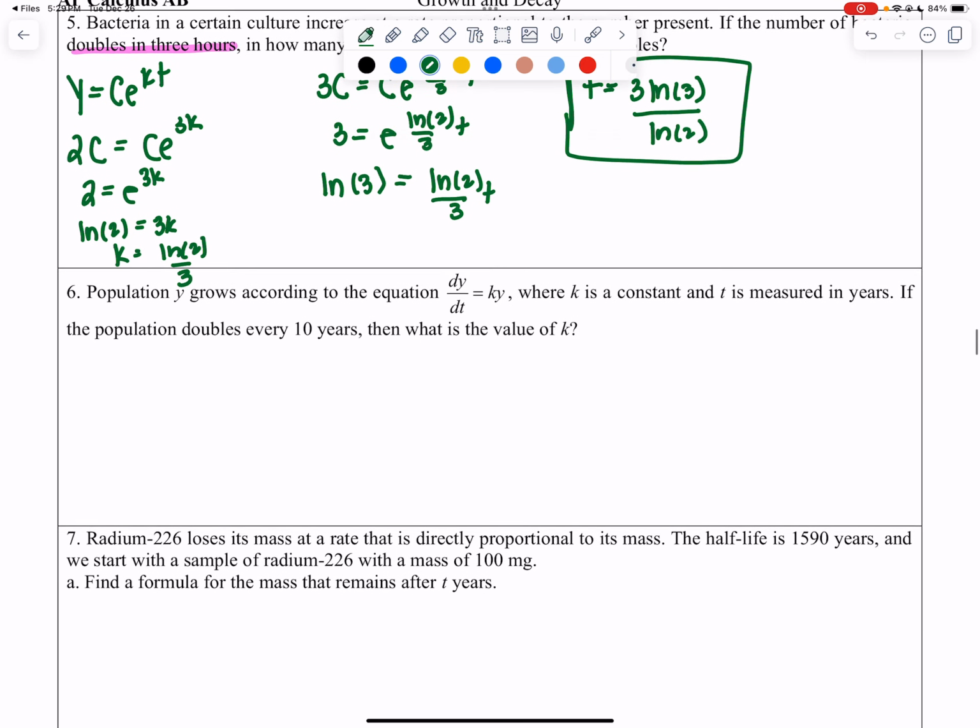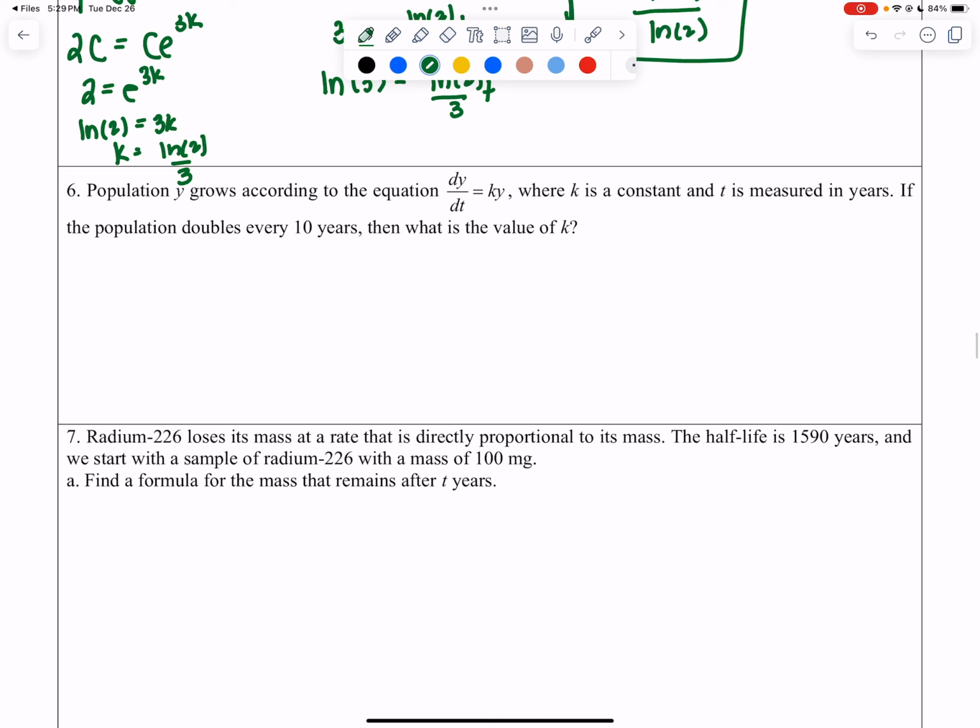All right, number 6. Population y grows according to the equation dy/dt is equal to ky. We already know that formula. K is a constant, t is measured in years. If the population doubles every 10 years, then what's the value of k? Notice how we don't know what c is, because remember, it is doubling every 10 years.